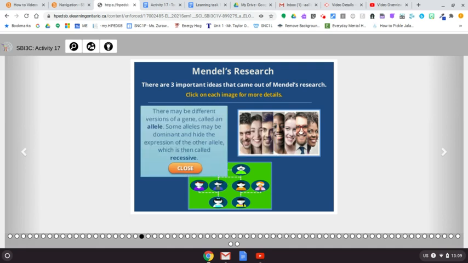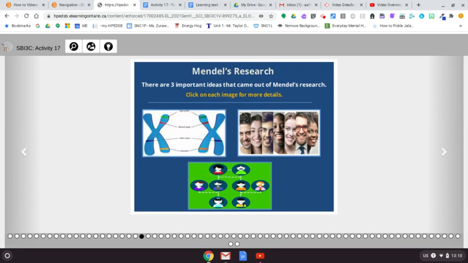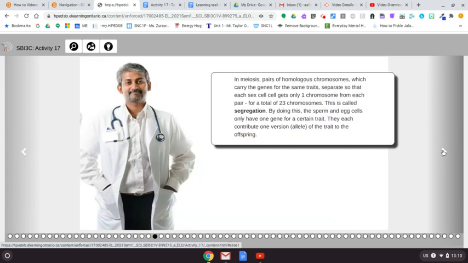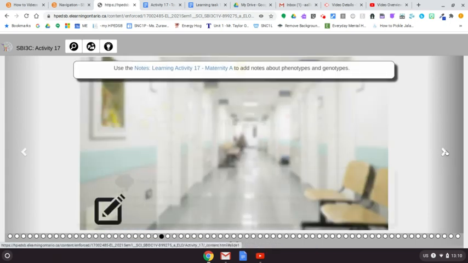And then there can be different versions of a gene called an allele. Some alleles may be dominant, which means that they mask the expression of the other allele, which is then considered recessive. So for example, if one parent gives an allele for brown eyes, it might mask the other parent who gives the allele for blue eyes, because brown eyes would be dominant, blue eyes would be recessive. So you're going to want to go through these as well.